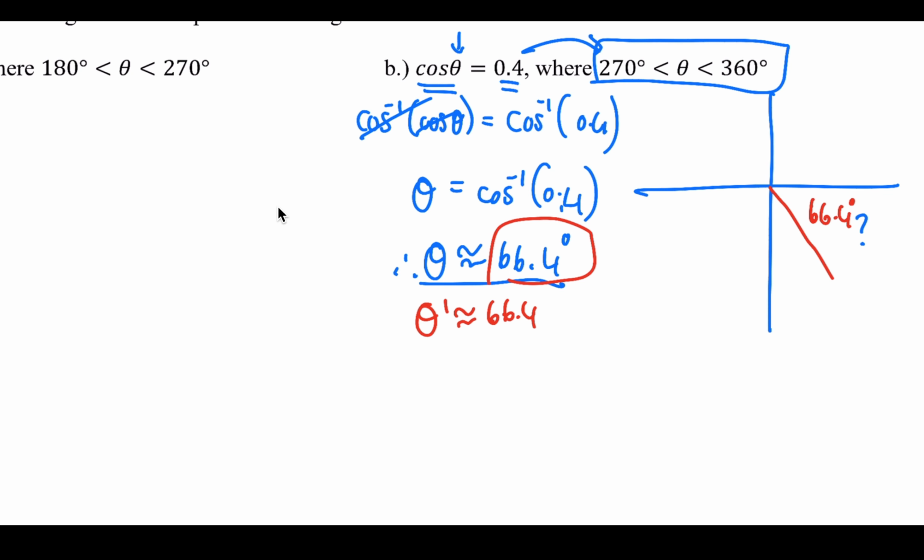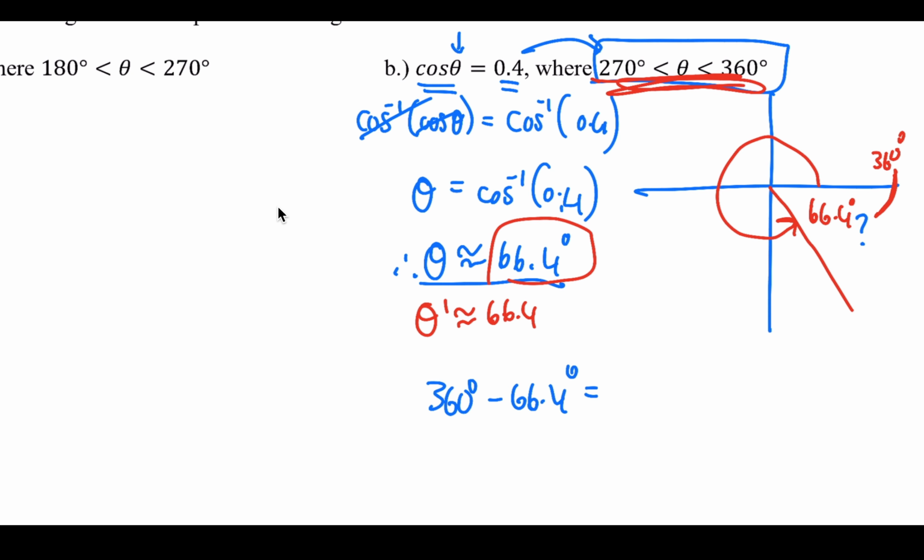If I use this as a reference angle, I go all the way here and I say, what is the angle that has 66.4 degrees as a reference angle? It must be a positive angle, must be in the fourth quadrant. So you go, okay, I'm almost at 360, I'm not quite there. If I subtract 66.4 from that, I will get the angle I'm looking for. So 360 minus 66.4 degrees gives me 293.6 degrees. I think that's correct.